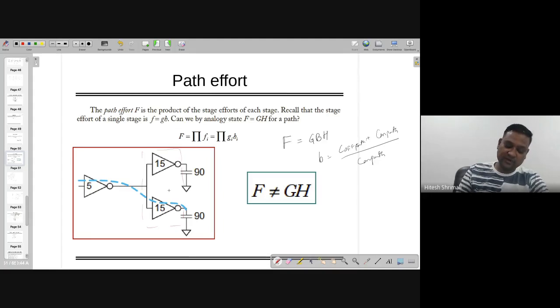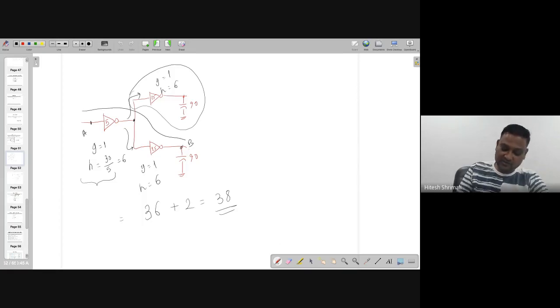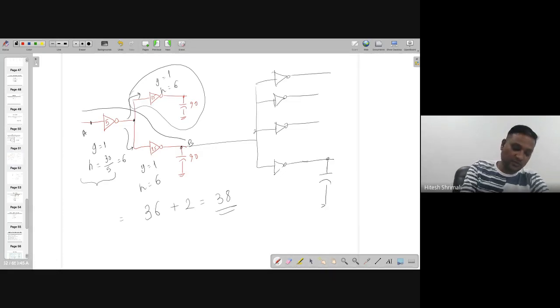So if more branchings are there, then the multiplication of all such B_i will give you the total B. In this case, only one branch is there, so that's why it's not a problem. What I mean by one branch is that you might have such kind of problem like this, and you are interested from point A to point C. Then there are two branchings, so both the branchings have to be taken into account.